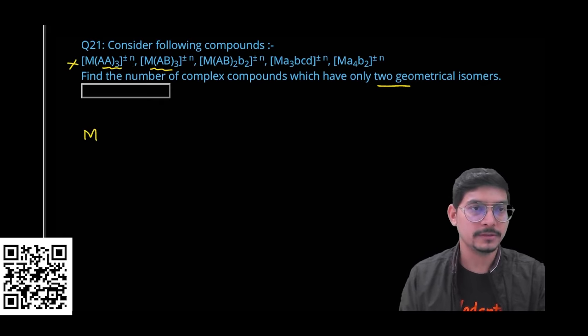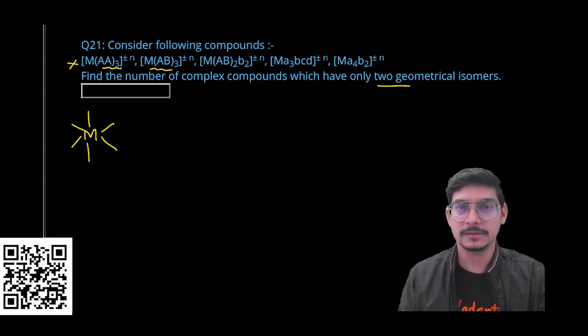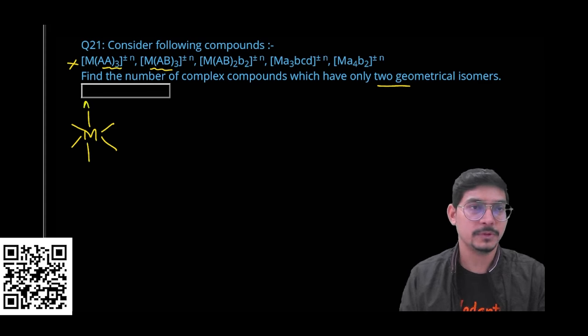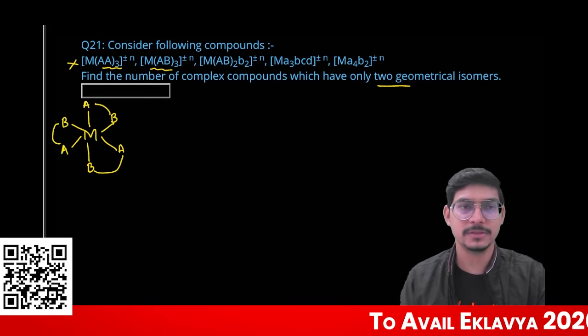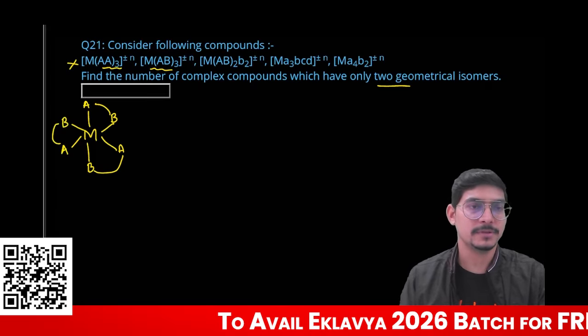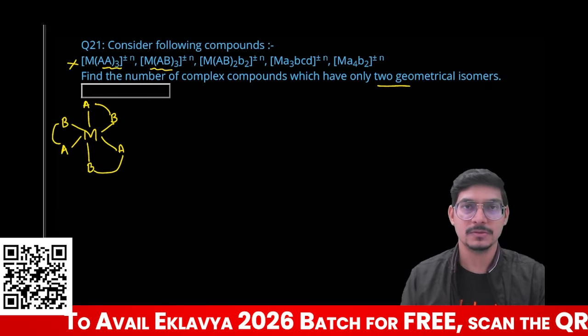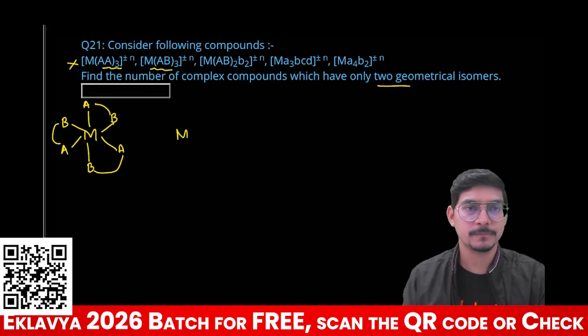So let us draw their structures. Because there are three unsymmetrical bidentate ligands, the coordination number is 6, and the complex would be octahedral in nature. So we could put A here and B here, another A here and B here, and then A here and B here. So we can see that all the three A atoms are cis with respect to each other, as well as all the three B atoms are also cis with respect to each other. So this is one geometrical isomer.